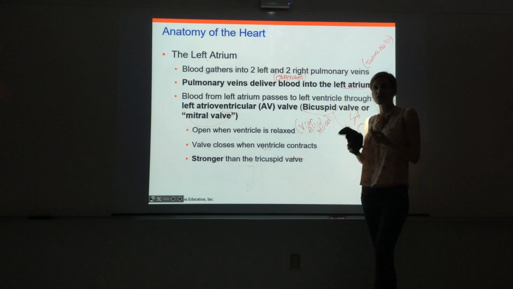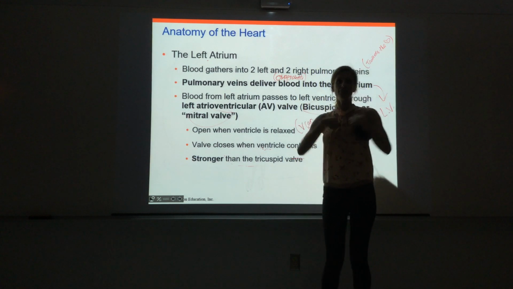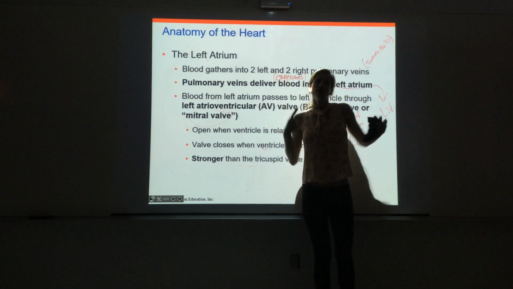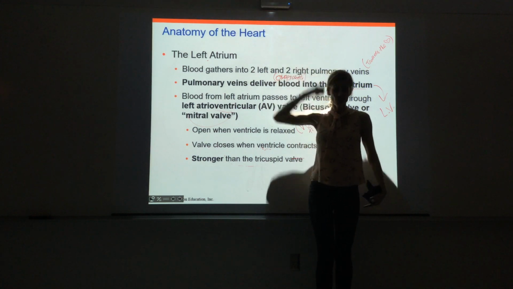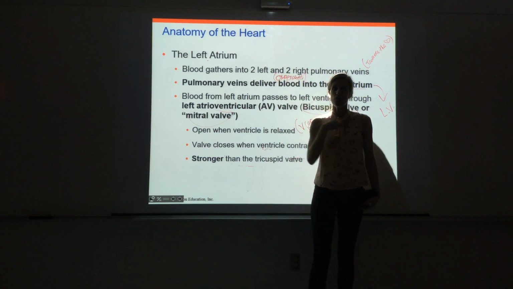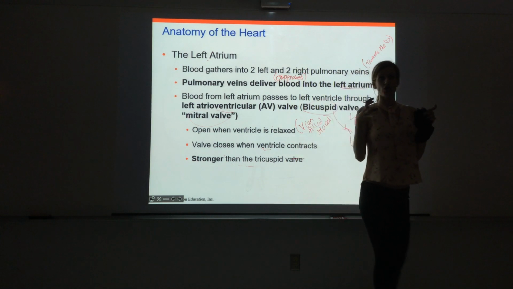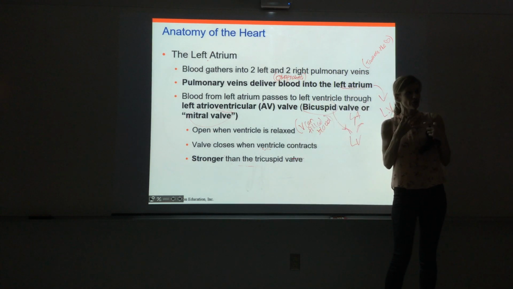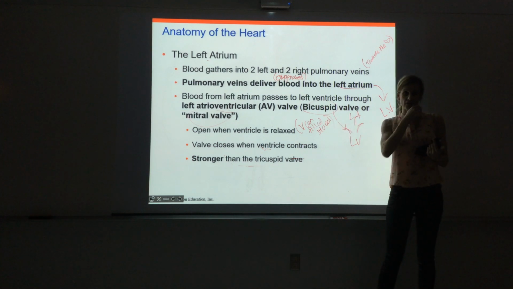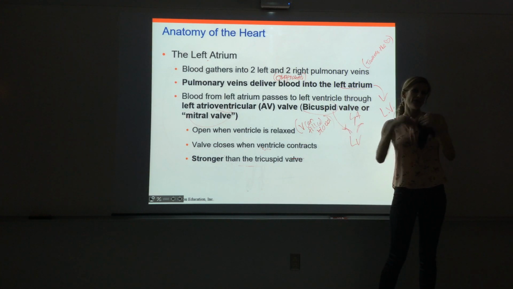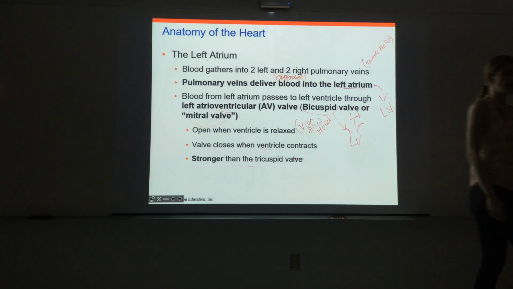Remember, the right side, the right ventricle just has to pump to the lungs and back. The left side has to pump to the entire body, including all the way down to your big toe and all the way back again. That takes more force. So the left side is a stronger ventricle that contracts harder. So the left AV valve, the mitral valve, needs to be a stronger valve. And that's why there's that structural difference between the two sides as well.